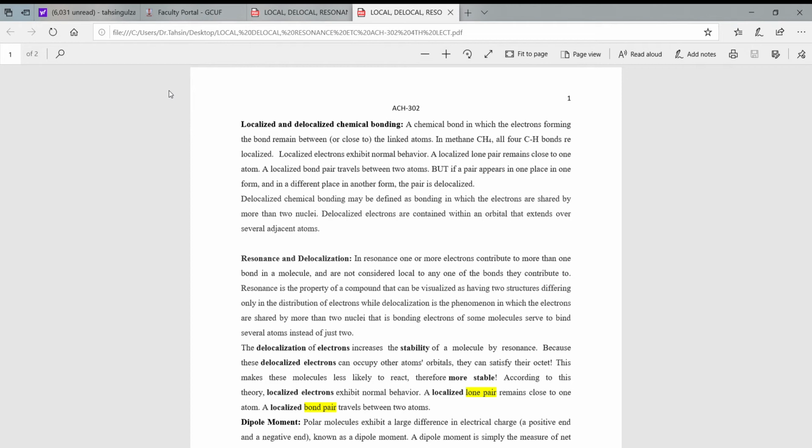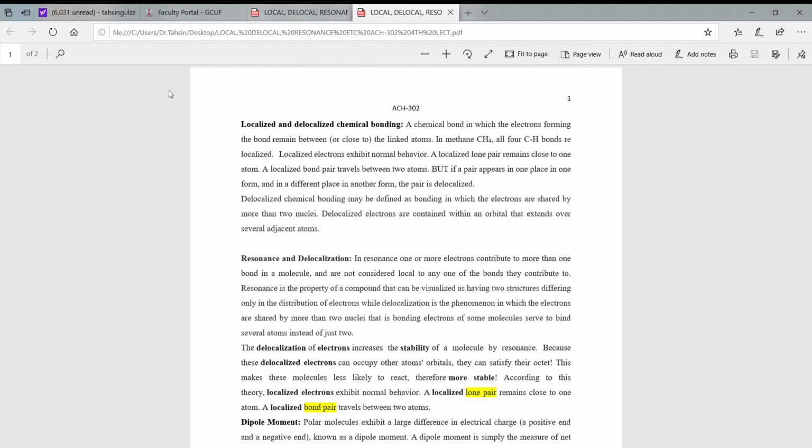And due to formation of bond pair, how dipole moment, what is dipole moment, and what are the resonating structures of benzene, and how you can draw resonating structures of many compounds.